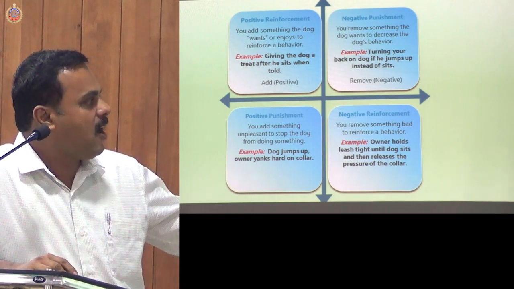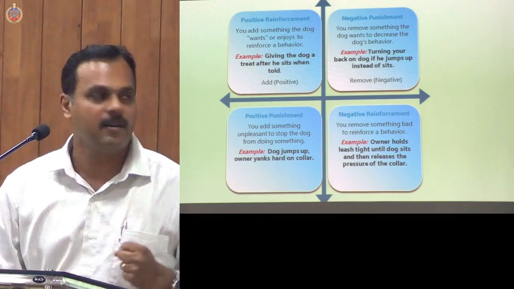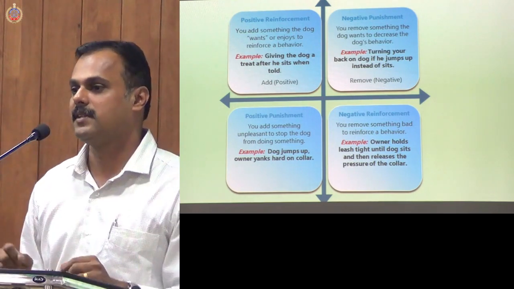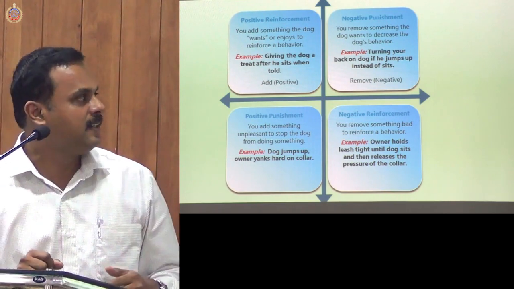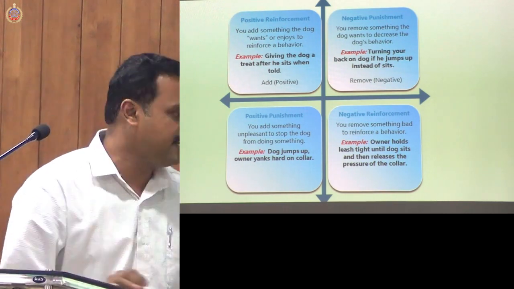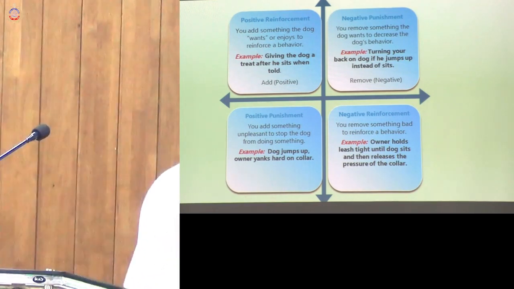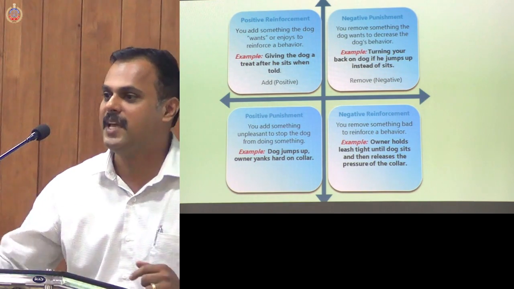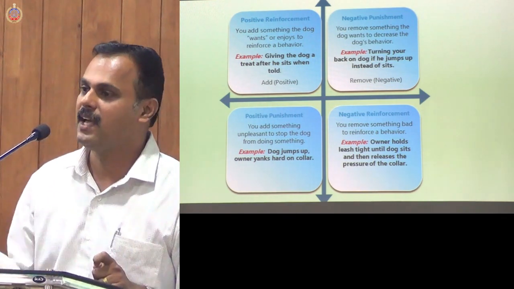positive punishment. The dog jumps up. The dog is jumping, you are pulling the collar, and the dog is getting stabilized. The last one: the dog is jumping instead of sitting, so you just turn your back and go. You are clearly saying that this is what I want and I am not with you. The dog is behaving properly, which is an advanced training which happens in the last session.